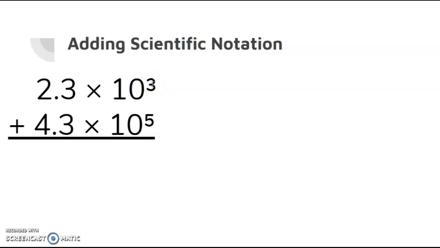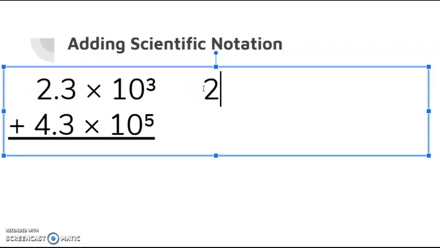Although both ways can work, it's better to make the number bigger so then we don't have to do any other math towards the end of the problem. So we're going to start off with this number, which is 2.3. And because this power is positive and it is 3, we're going to write this number in expanded form.